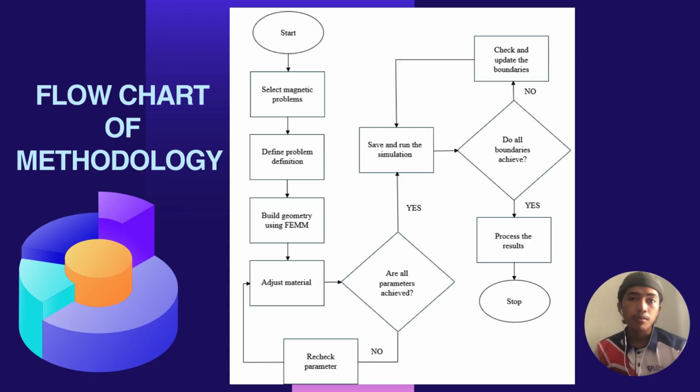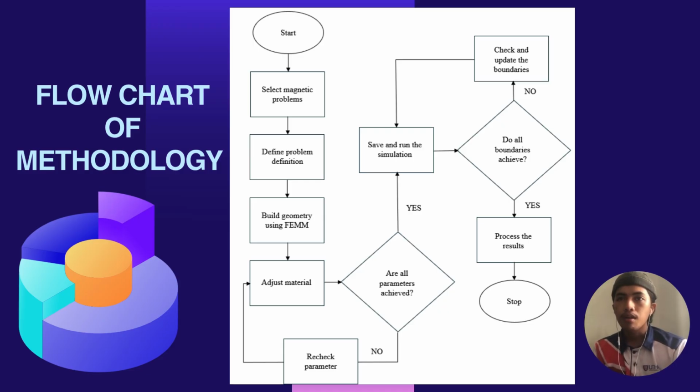So now I want to explain about the flow chart of the methodology. First start, and then after the start we select magnetic problem and then go to define problem definition. After define problem definition, build geometry using FEMM and then adjust material. For the adjust material, we check if all parameters are achieved. If all parameters achieved is no, we go to recheck parameter and then adjust material back.